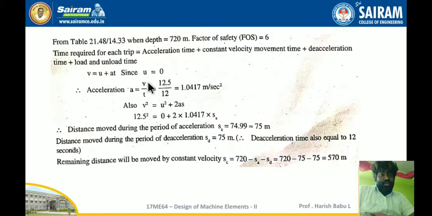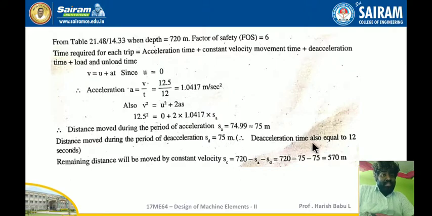Since U is equal to 0, the acceleration A is equal to V by T, that is 12.5 by 12. So I'm going to get A equals 1.0417 meter per second square. Also V square is equal to U square plus 2AS. So velocity 12.5 square, 0 initial velocity, plus 2 into A, 1.0417 into SA. So I'm going to get SA equals 74.99, that is 75 meters. So the distance moved during the period of acceleration, and likewise deceleration, SD, is equal to 75 meters.